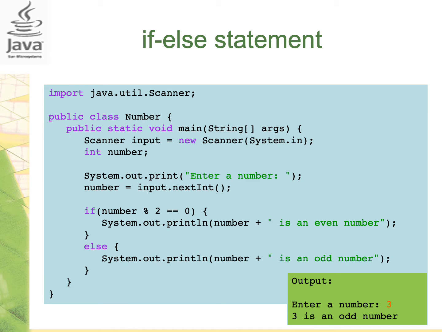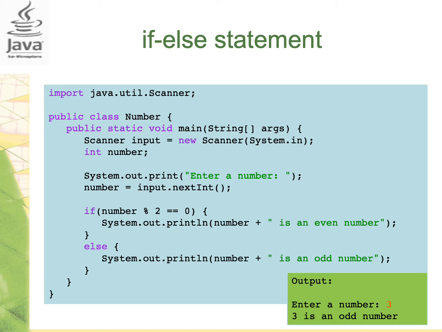Now, using the same question, say that we want to display number is an odd number if the user enters, for example, the value 3. In the if previously, when the user entered the value 3, it will not do anything because the condition of number modulus 2 equal to 0 is false. In the if-else statement, if the expression is false, it will execute the statement in the else block. If we run this code and enter 3, it will display 3 is an odd number.